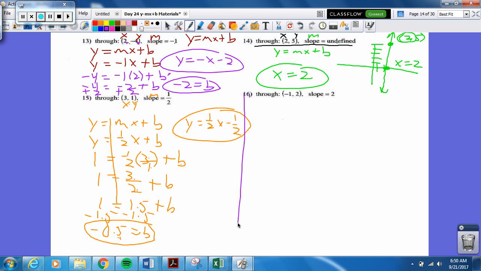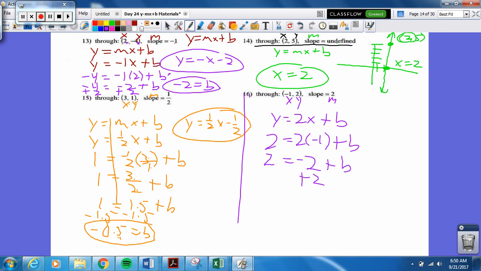Last one. Let's see if you got it without me. Here's x, and here's y, and here's m. So y equals, I plug in m first, 2x plus b. All right. So here's y. 2 equals 2 times negative 1 plus b. 2 equals negative 2 plus b. Add 2, add 2. 4 equals b. Got it. All right. Put it all together. Y equals 2x plus 4. Whoop. Awesome. Got them. All right.